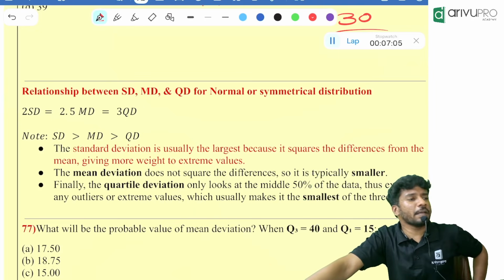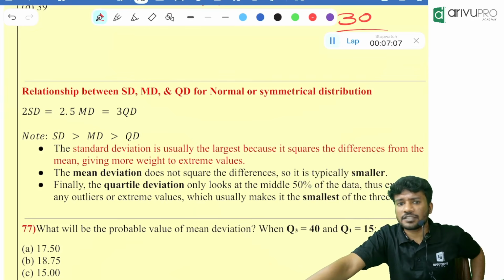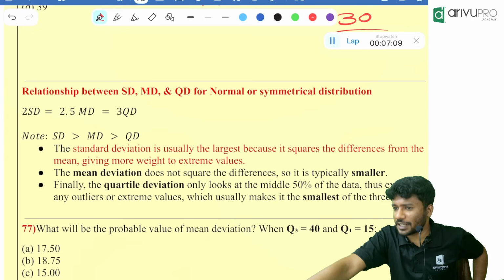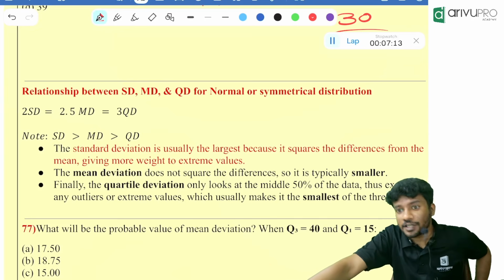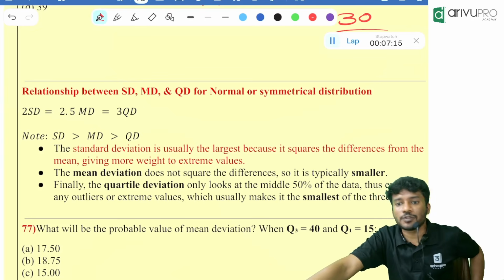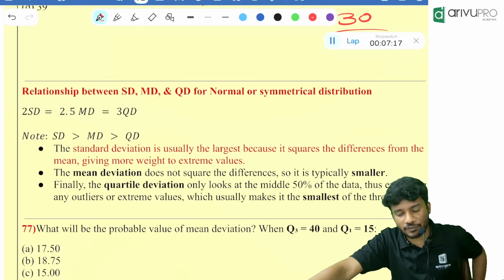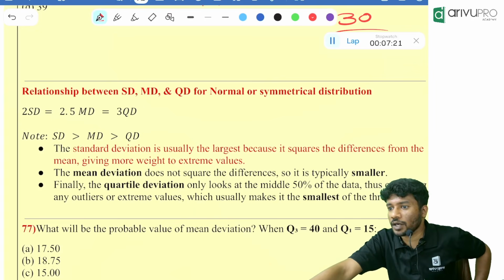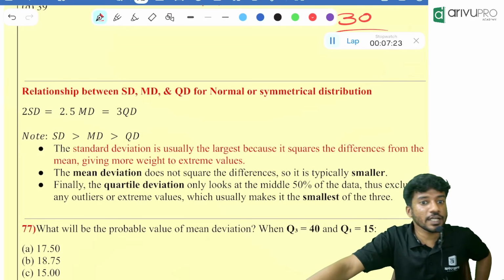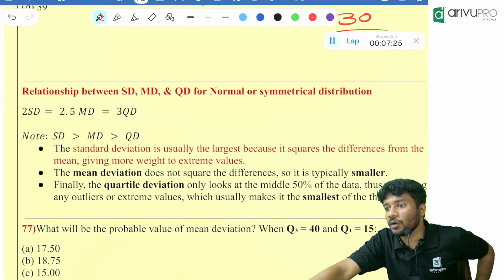Okay. Then people, what else is remaining? We studied quartile deviation. What is quartile deviation? It is also called semi-interquartile range. What is it? Q3 minus Q1 divided by 2. What is coefficient of quartile deviation? Q3 minus Q1 divided by Q3 plus Q1 into 100, or QD divided by median into 100.